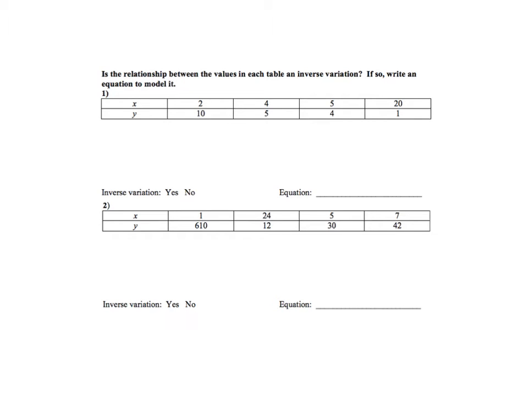All right, the first two say, is the relationship between the values in each table an inverse variation? If so, write an equation to model it. Remember, for these ones, you are looking at your x and y values, and you're multiplying them together.